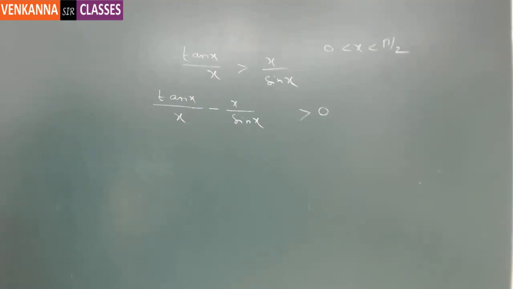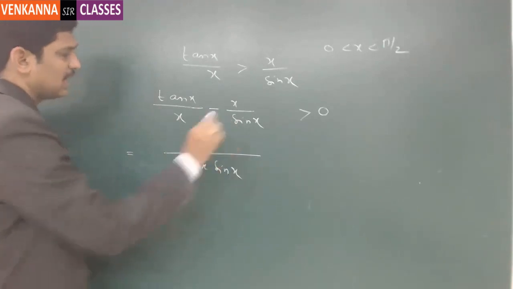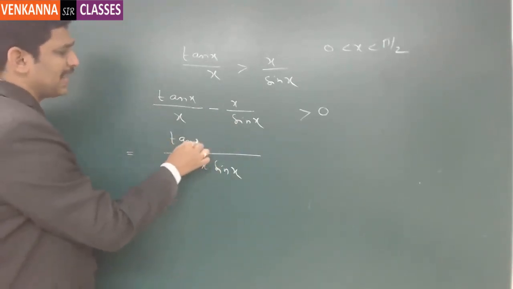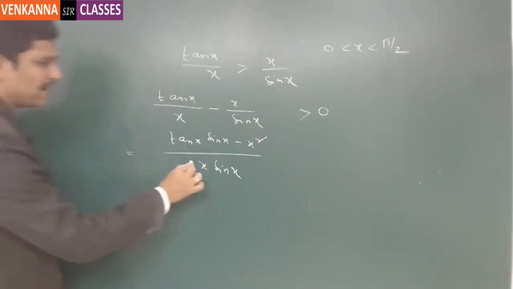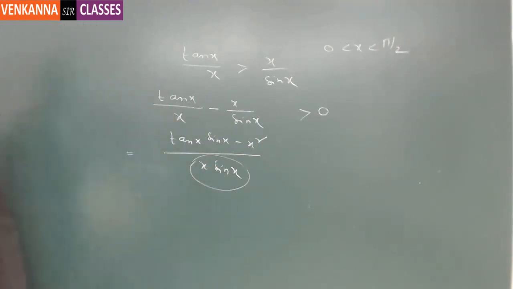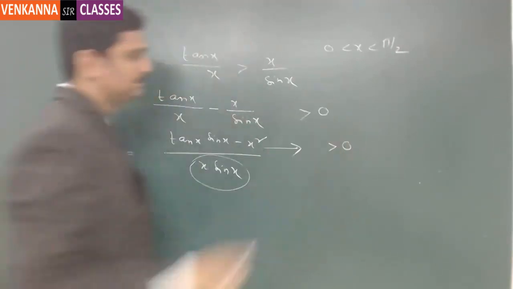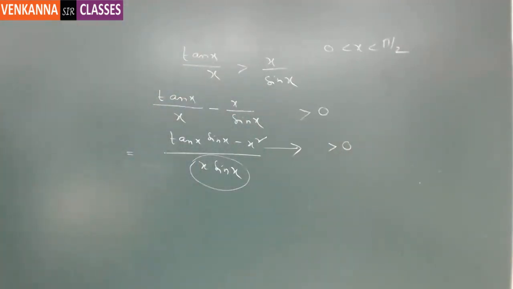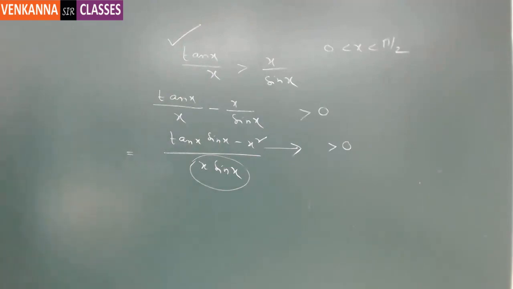Yes or no? Right. Now, if you consider the LCM here, it will be x into sin x, and in the numerator you are going to get tan x into sin x minus x square. Since the denominator is positive, to show that this is greater than 0, I need to show that the numerator is greater than 0. If I have proved that the numerator tan x into sin x minus x square is greater than 0, automatically you have achieved the required inequality. Accepted?